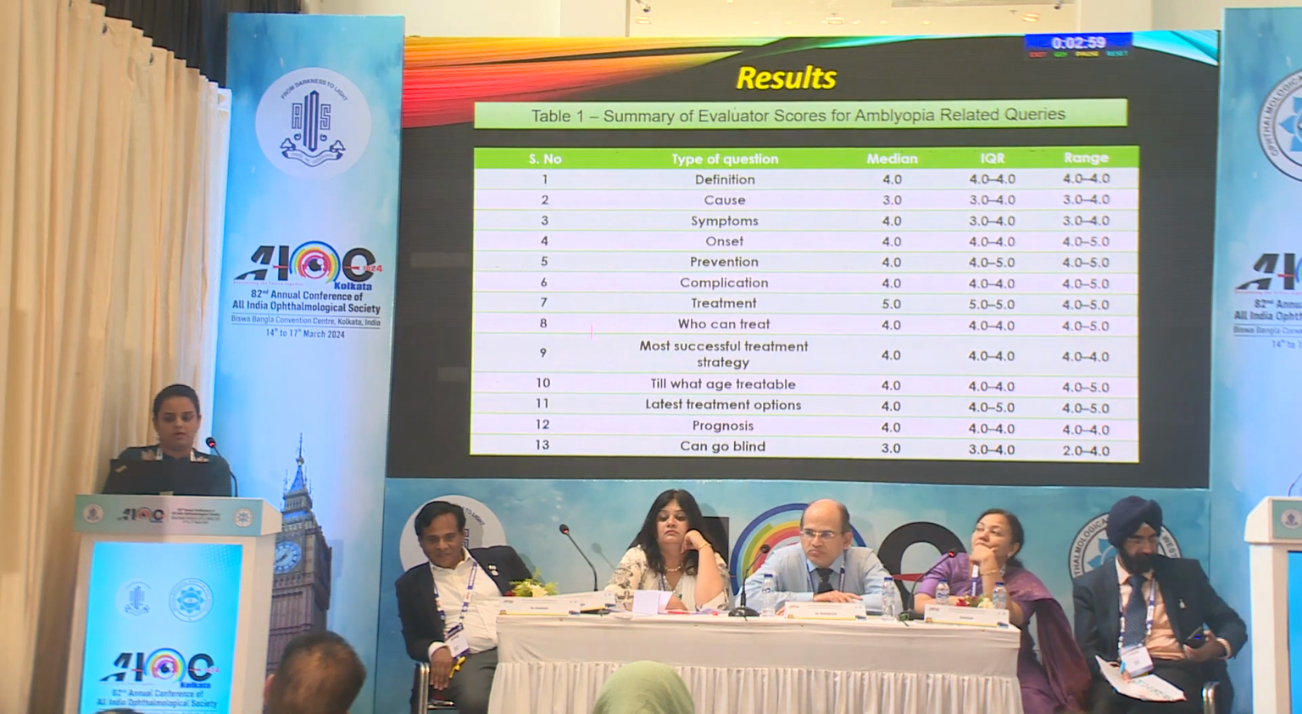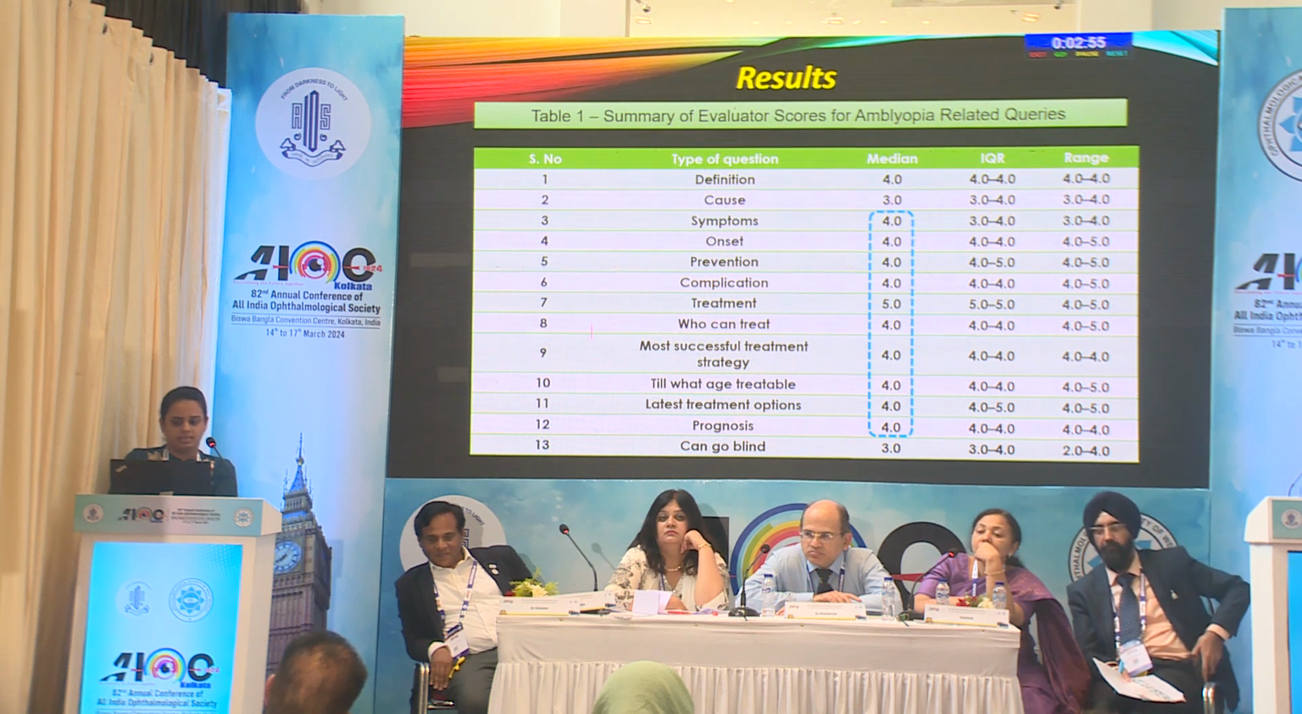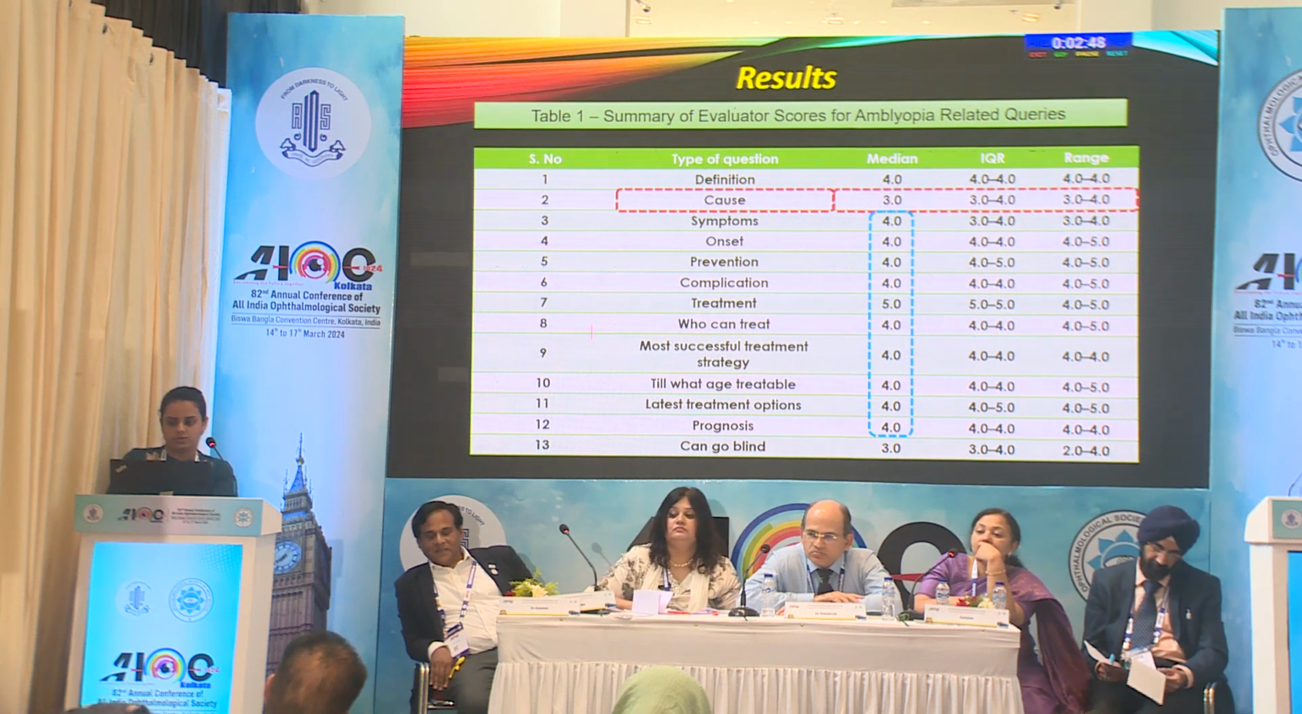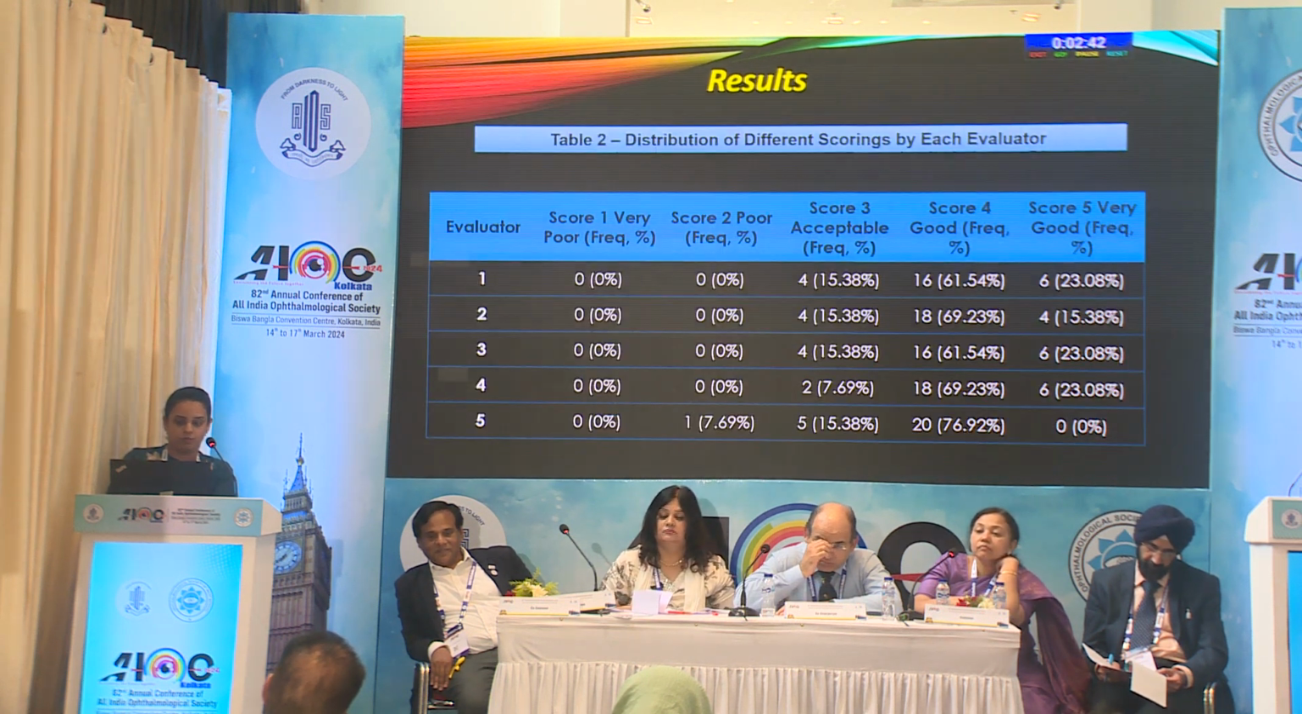So this is the summary of evaluation scores for amblyopia-related queries. We noted that for the majority of the queries, the median score was 4, except for the etiology, which had a median score of 3, and the range was from 3 to 4. And the question of whether the patient could go blind if untreated also received a median score of 4.